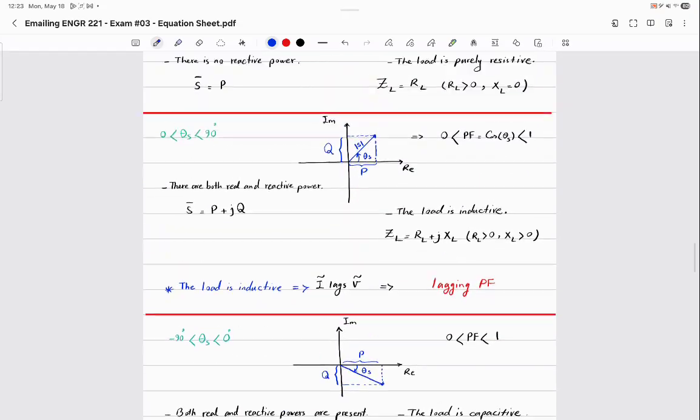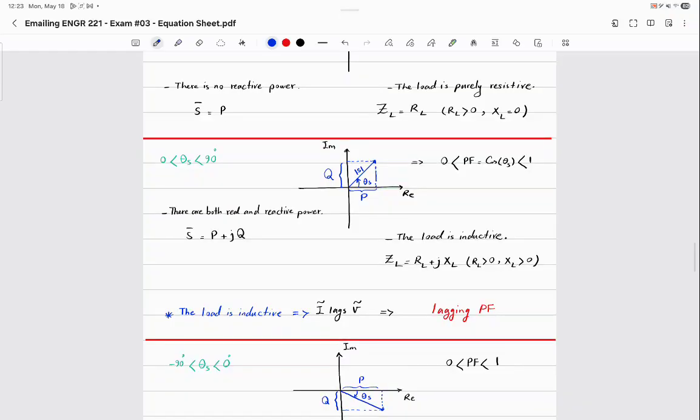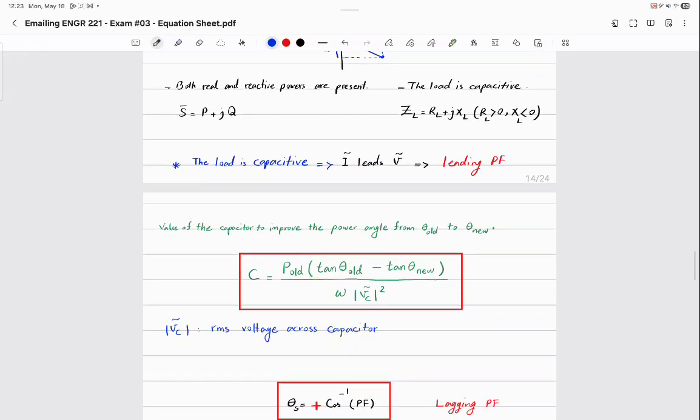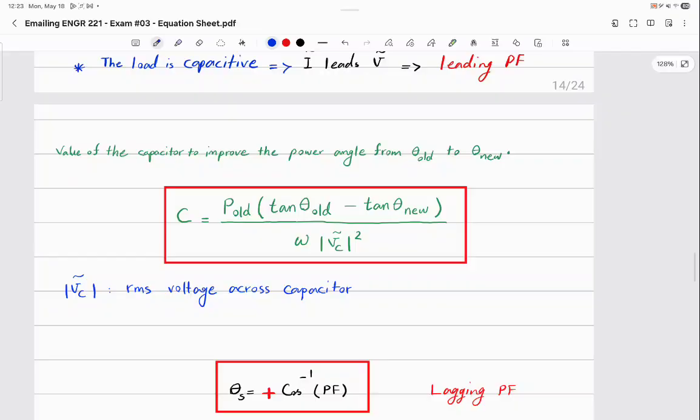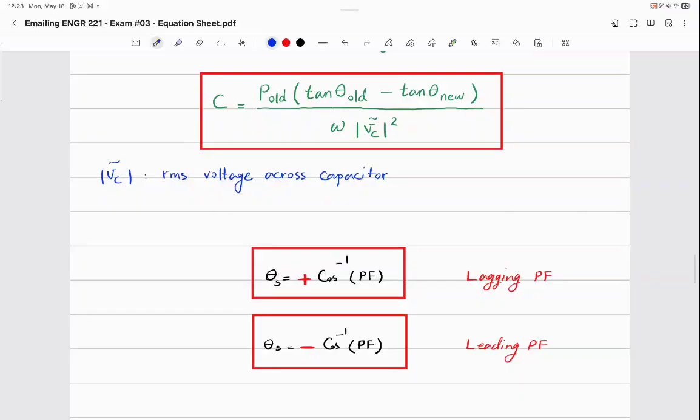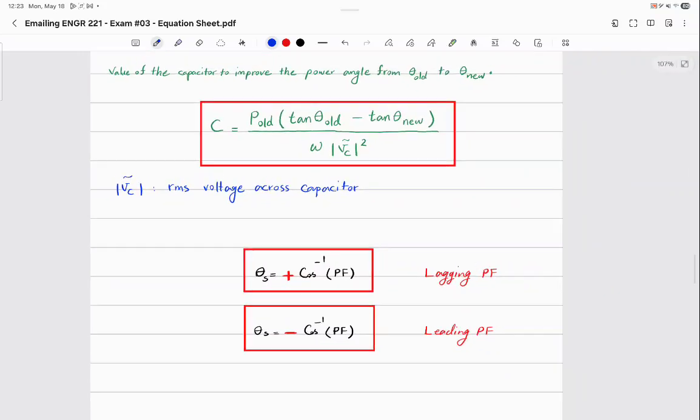These are different cases. Remember, whenever you see lagging, it means inductive. Whenever you see leading, it means capacitive. This is the equation for the capacitor that is required to compensate or do a power factor correction. The only thing you need to remember is that when you want to find the angle based on power factor, if the power factor is lagging, we add positive. If it is leading, we should use the negative sign. Okay?